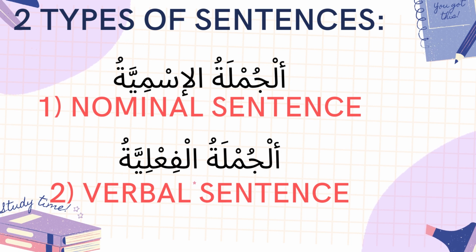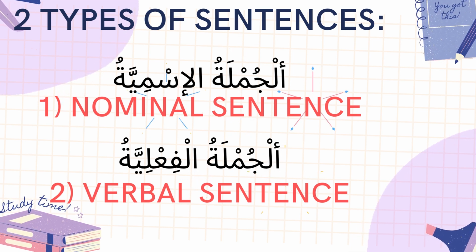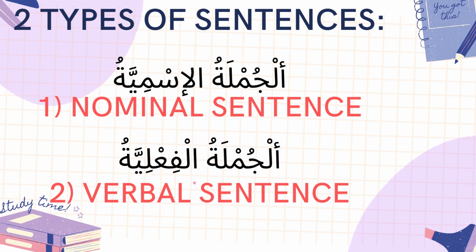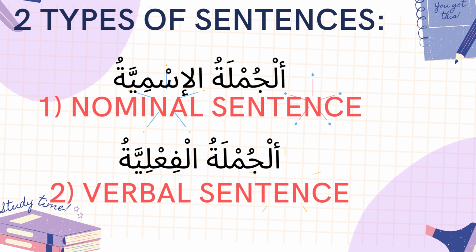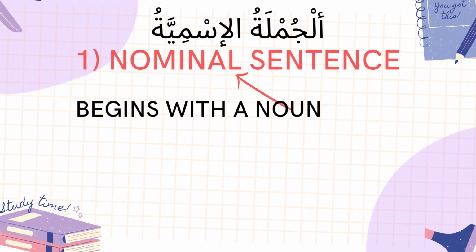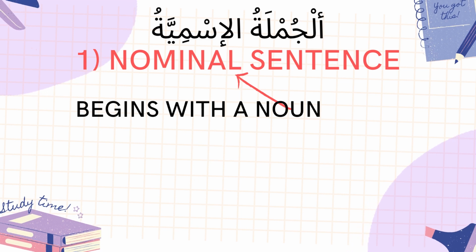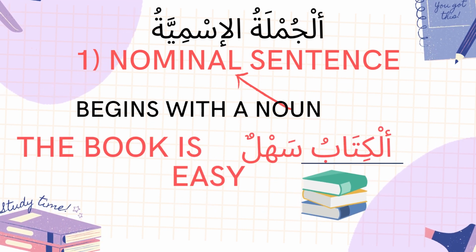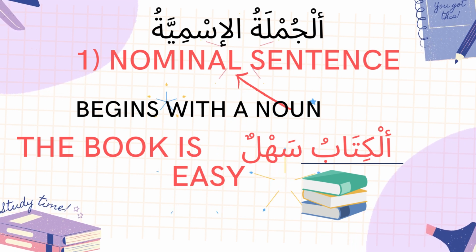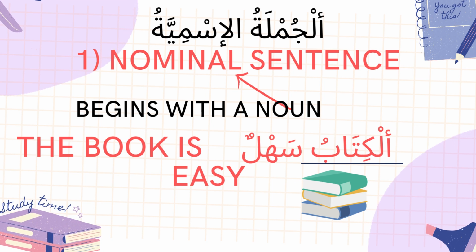So basically there are two types of sentences in Arabic. The first type is called al-jumlatul ismiya, or the nominal sentence. And the second type of sentence is called al-jumlatul fi'liya, or the verbal sentence. The nominal sentence is a sentence that begins with a noun. In other words, the first word of this sentence is a noun. For example, al-kitabu sahlun, the book is easy. Now this sentence begins with the word al-kitab, and as you know, al-kitab is a noun.